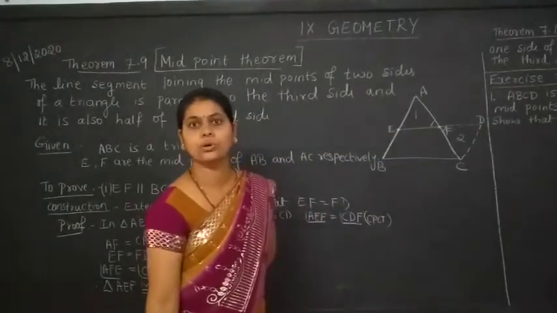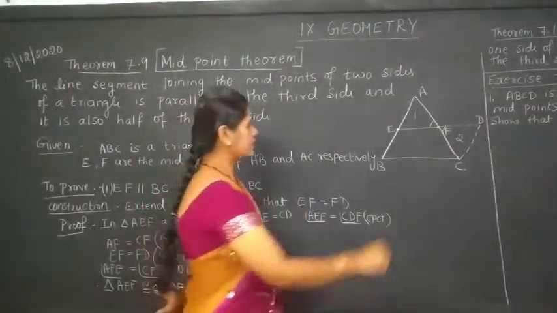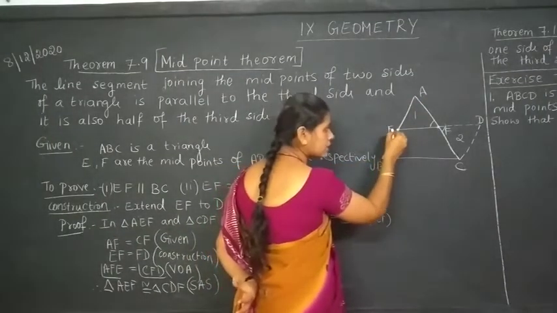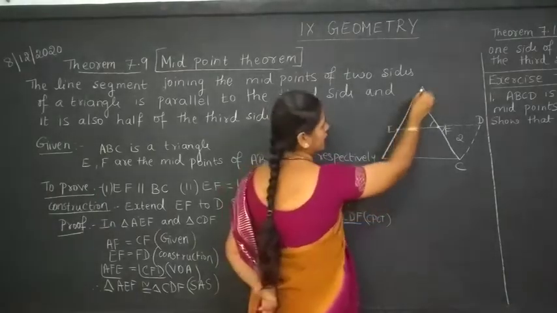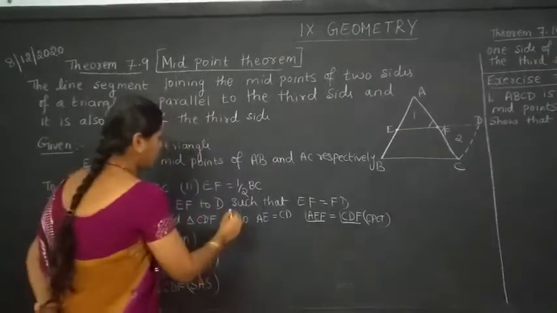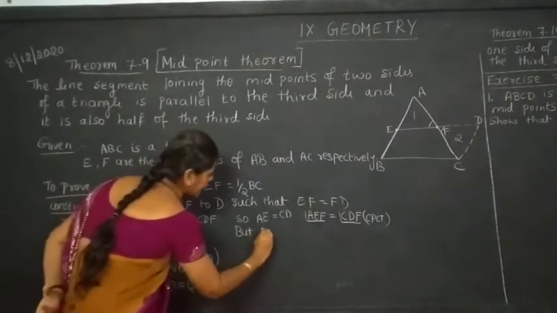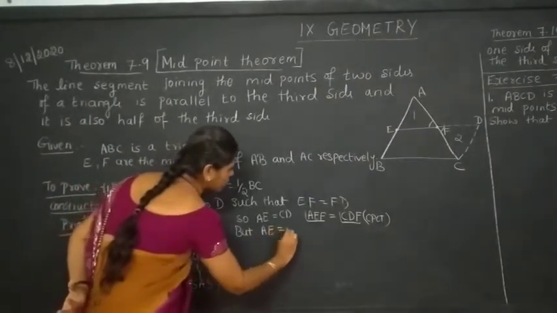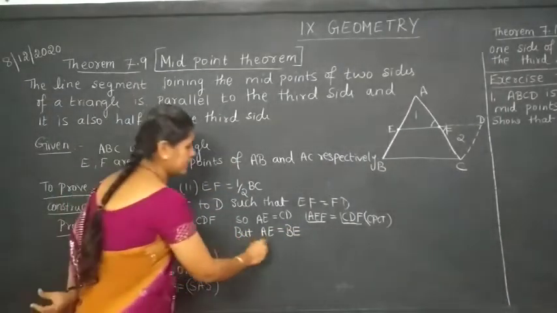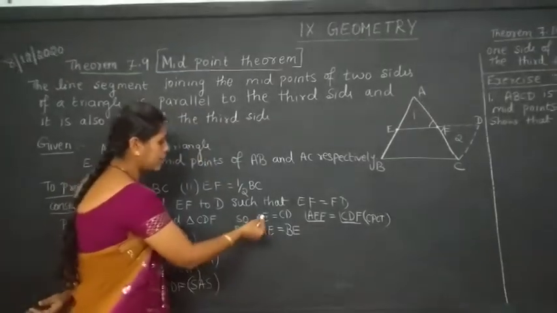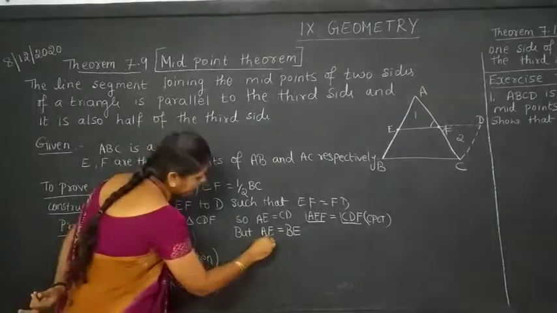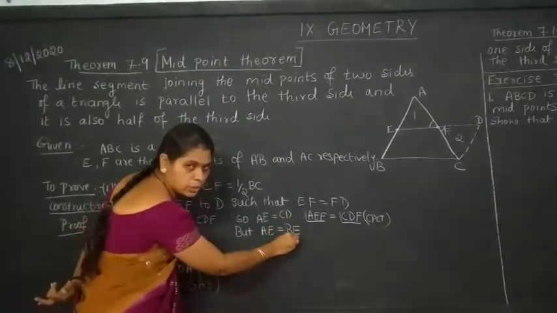Why is AE also equal to BE? See properly here, AE and BE are equal. Why? Because E is the midpoint. AE is equal to BE. These two are equal, this is given, isn't it? But here you have proved that AE is equal to CD. So, can I write CD and DE are equal?